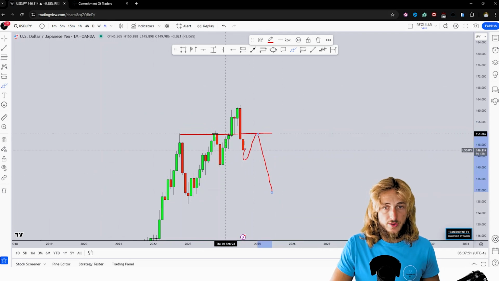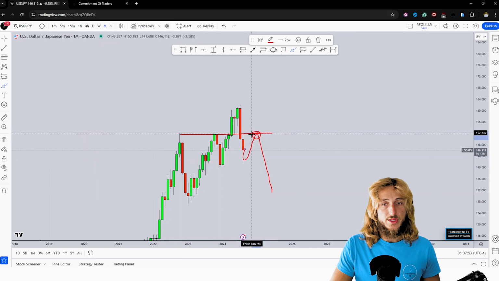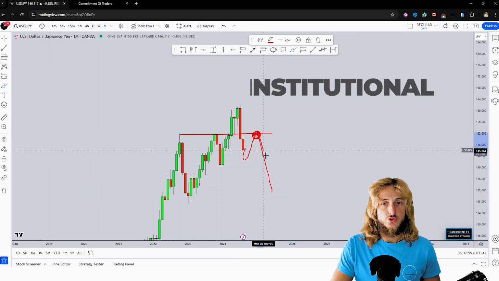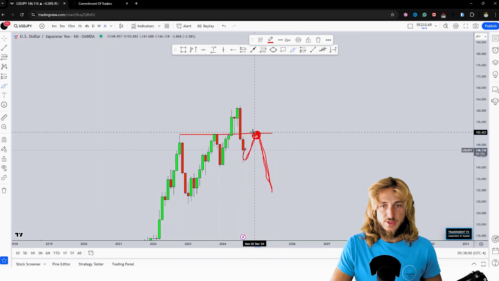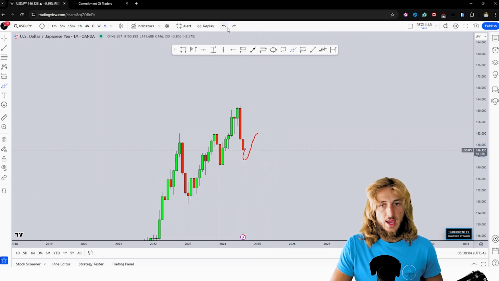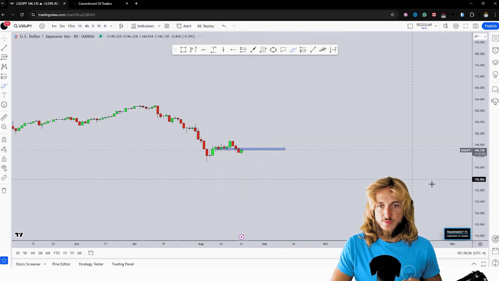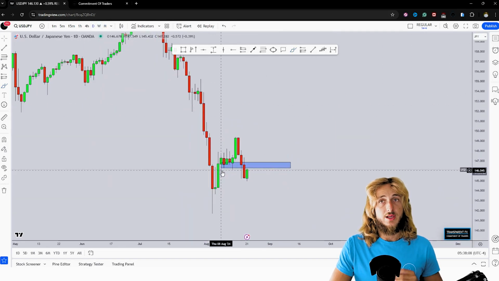However, in the short term, a retest of this level would give the possibility to institutions to short even more. So there is still the possibility of seeing this short-term push to the upside to this resistance level before then continuing lower. However, we have to be extra cautious because, as we said here on the daily, this market is still bearish.